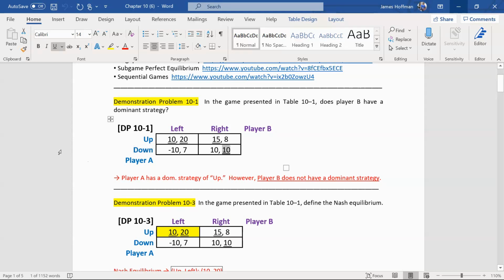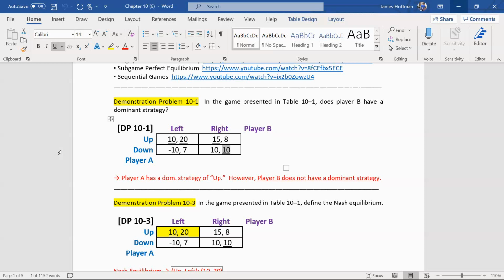So underline that there. So you can see that player B's best response depends on what player A does. If player A goes up, player B goes left. If player A goes down, player B goes right. So player B does not have a dominant strategy because it would not choose the same outcome regardless of what player A does. So no dominant strategy for player B.